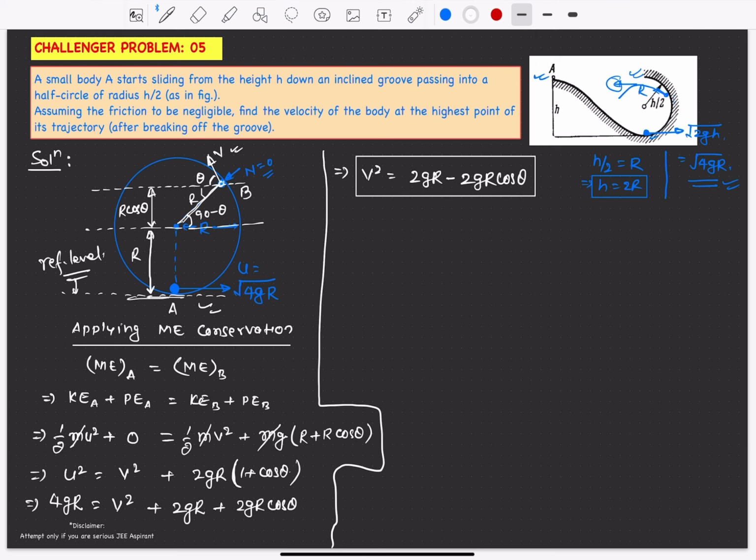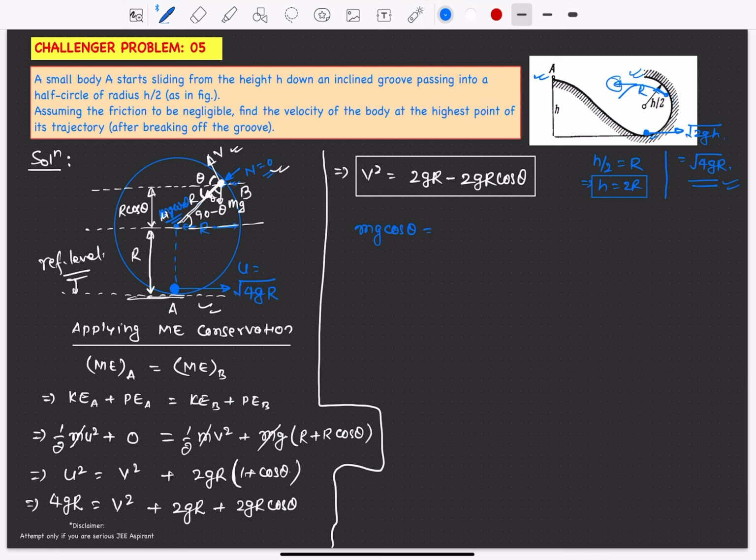At this point, the vertically downward force is mg. Normal force is 0, right? It means only one force is acting here. The component of mg towards the center will be how much? This angle is theta, this angle is 90 minus theta, this angle will be theta. The component of mg towards the center of the circle will be mg cos theta. And mg cos theta will provide the necessary centripetal force at this point, right?